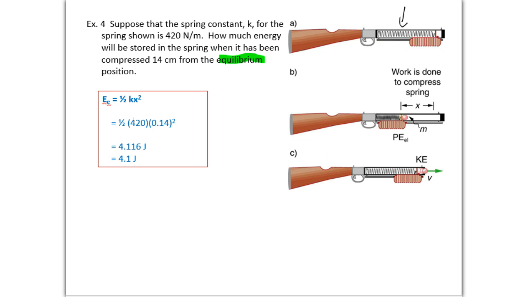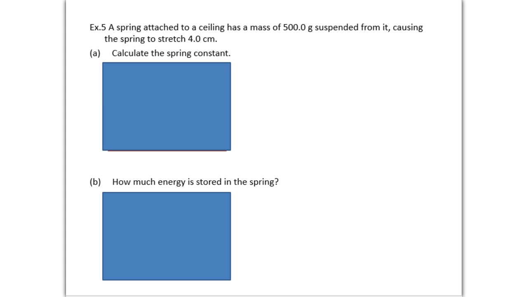And then similar calculation as the last example. Put in your spring constant, the distance that it was compressed. Don't forget to square it, and it should come back with 4.1 joules. A spring is attached to a ceiling, has a mass of 500 grams suspended from it, causing the spring to stretch 4 centimeters. Calculate the spring constant, and from there how much energy was stored in the spring.